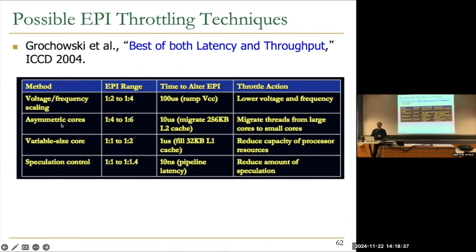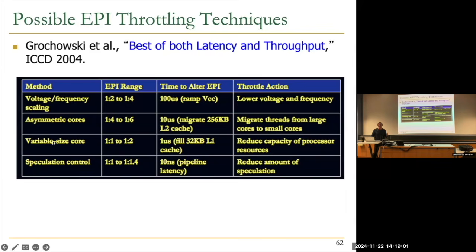You could do asymmetric cores, and according to them, again, the EPI range is higher. So you can actually get higher performance as well as energy range. According to them, migrating a 256 kilobyte L2 cache takes 10 microseconds or so. So there's some more effort over here. Again, take all of these with a grain of salt, but there's more time according to them. And we already discussed this option.